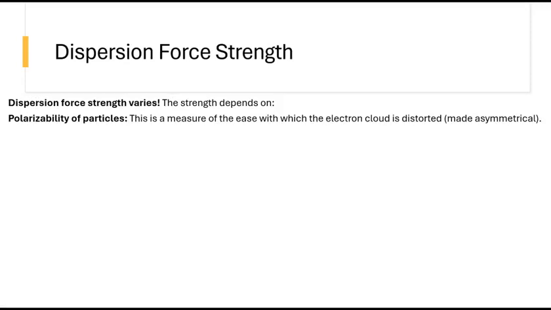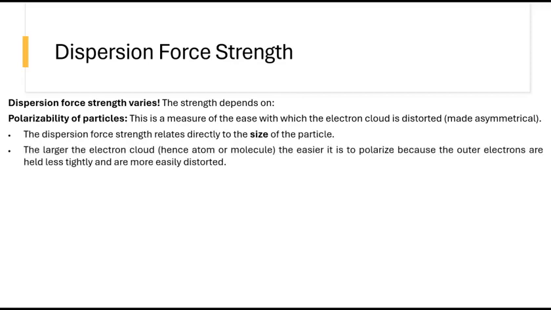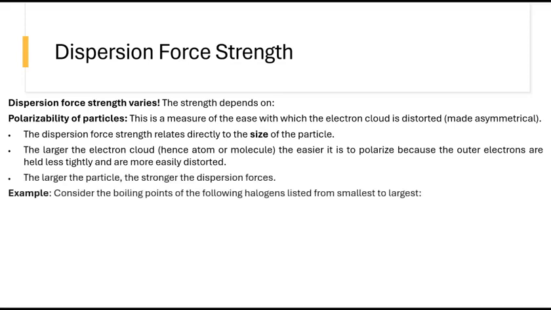Dispersion force strength. Dispersion force strength will vary. The strength will depend on how easy it is to fluctuate that electron cloud or the polarizability of the particles. The dispersion force strength relates directly to the size of the particle. The larger the electron cloud, hence the atom or the molecule, the easier it is to polarize because outer electrons are held less tightly and are more easily distorted. The larger the particle, the stronger the dispersion forces.